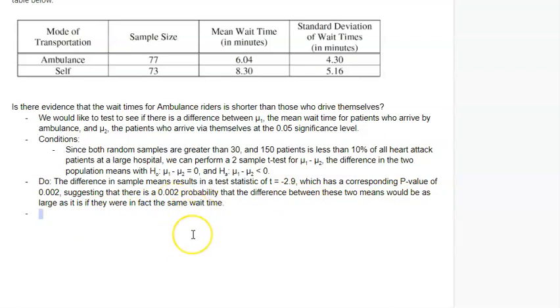Now, for the conclusion, because I know that sounds like it's a conclusion, but really we haven't gotten to the conclusion yet. So, is this value, the p-value, less than our significance level? And the answer is yes. We chose a significance level of 0.05. We have a p-value of 0.002. So this is statistically significant, which means we will reject the null hypothesis. Now, what does that mean? Well, it means we have evidence for the alternative, and the alternative was that the difference between the two is less than 0, or that the mean wait time for the ambulance was less than the mean wait time for self-drivers. So there you go.